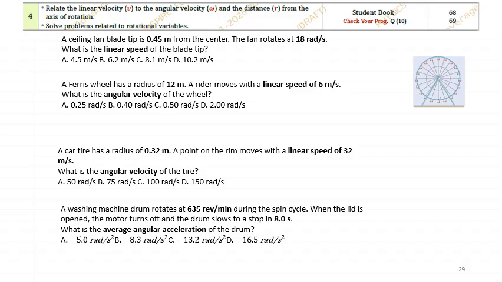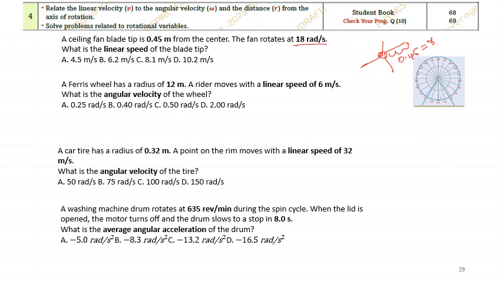This is the same kind of repeated question, I believe. The first question I'll just read. If it is repeating, we will not do it. A ceiling fan blade tip is given. You know a ceiling fan will look like this. Its blade tips are at a radius of 0.45. So understand this is the radius, and the fan rotates at some rad per second.